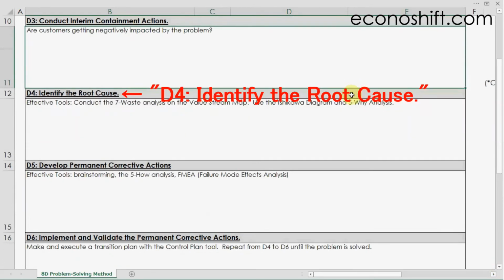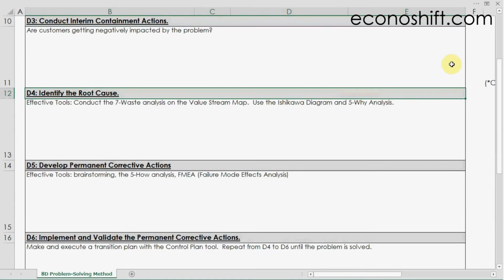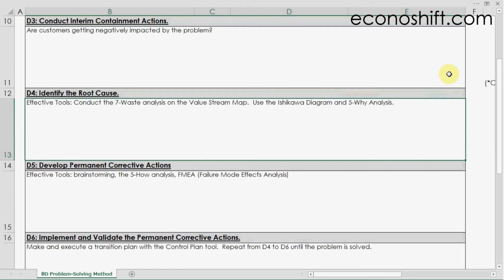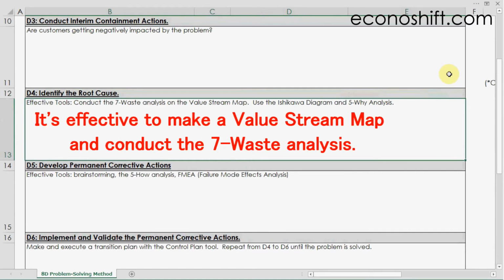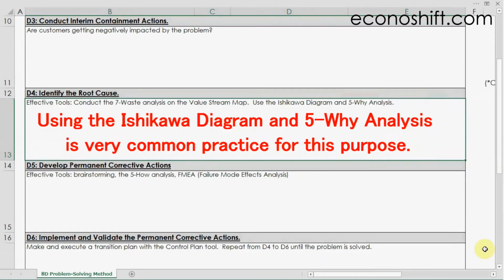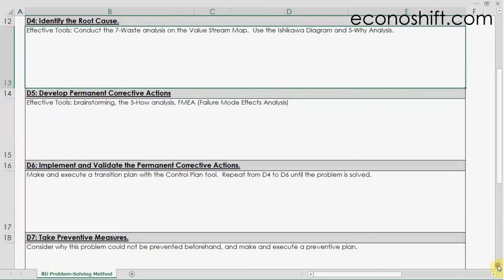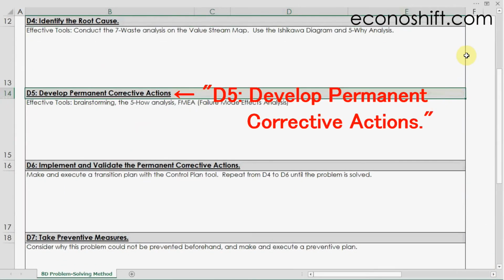D4, identify the root cause. With surface solutions, the problem will reoccur over time. Be sure to find the root cause and always deal with it. There are a few useful tools for this stage. It's effective to make a value stream map and conduct the 7-West analysis. Using the Ishikawa diagram and 5-Y analysis is a very common practice for this purpose. There are videos and templates about these tools. Please utilize them.